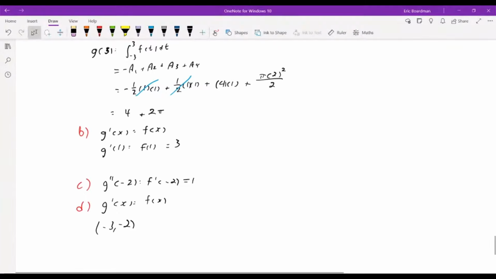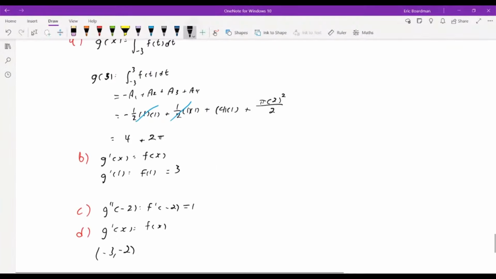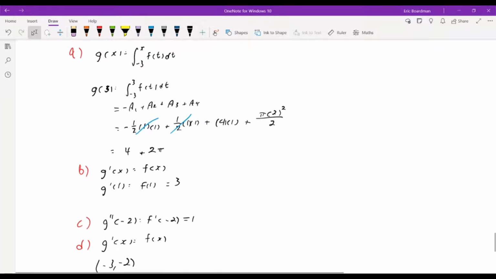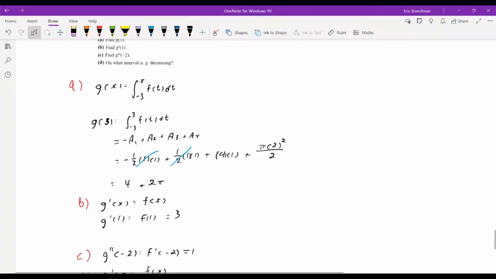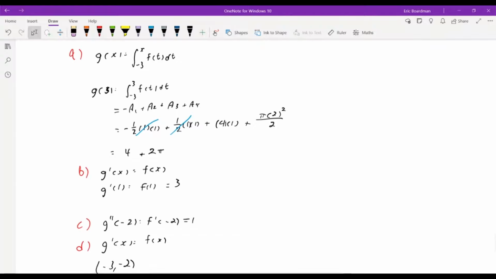Okay, so explain D again. Yeah, sure. So we know that G will be decreasing when G prime, aka the derivative of G, is negative, because when the slope is negative, that is obviously decreasing. So it'll be decreasing when G prime is negative, but we also know from part B, from the fundamental theorem of calculus, that G prime is just F.